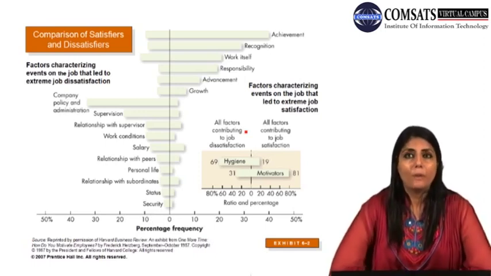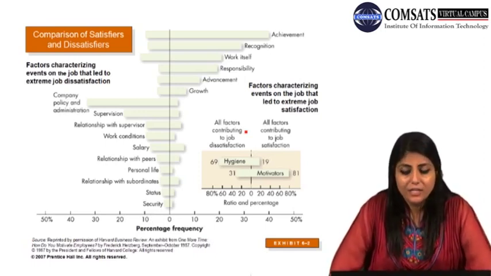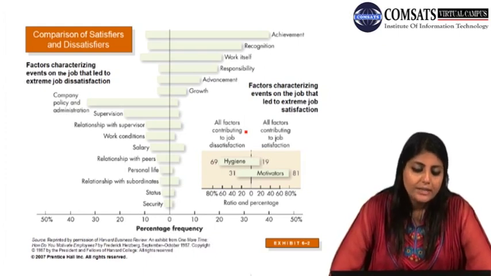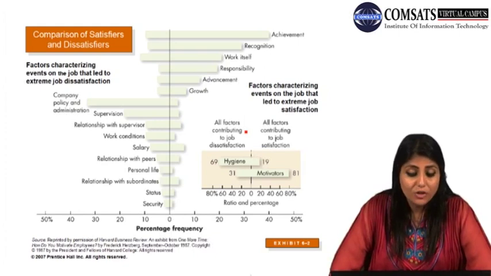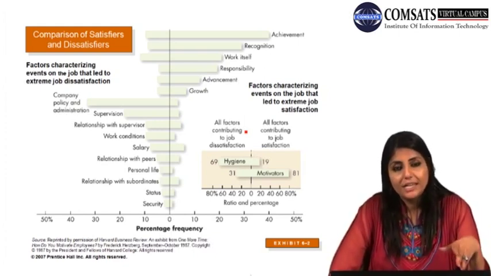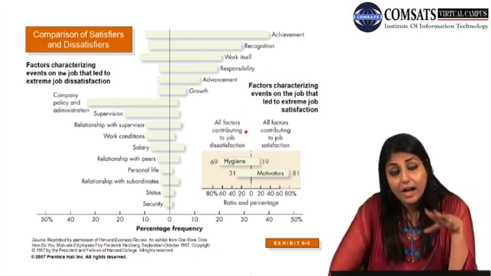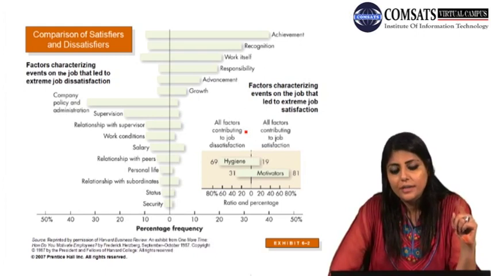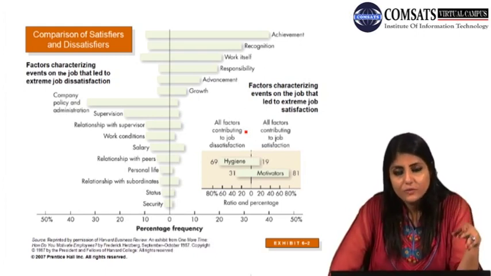So here is the comparison of satisfiers and dissatisfiers given by Herzberg's theory. On the left-hand side of this chart you can see a list of the factors that lead to extreme job dissatisfaction. These are the hygiene factors. So the theory says that if the hygiene factors are not there, they will lead to the highest job dissatisfaction.